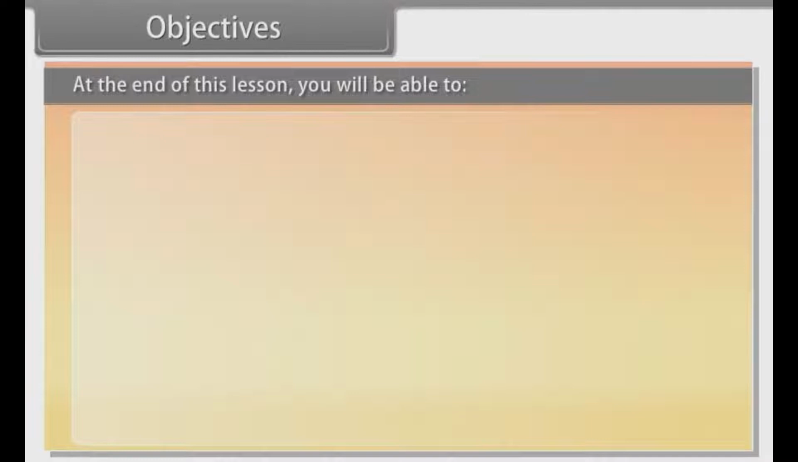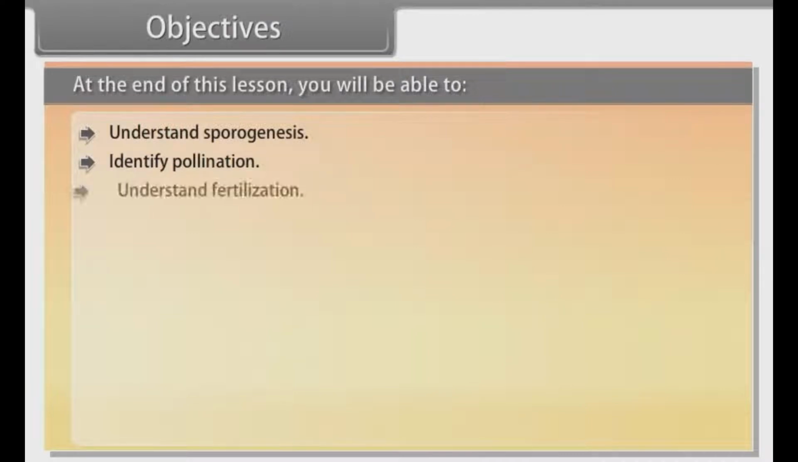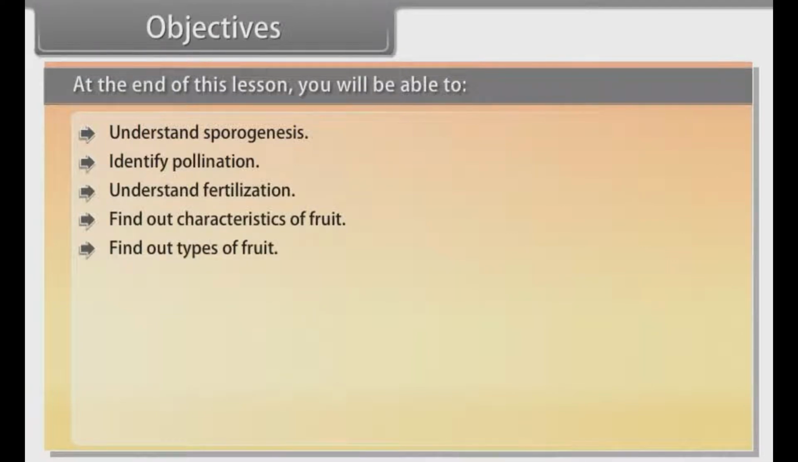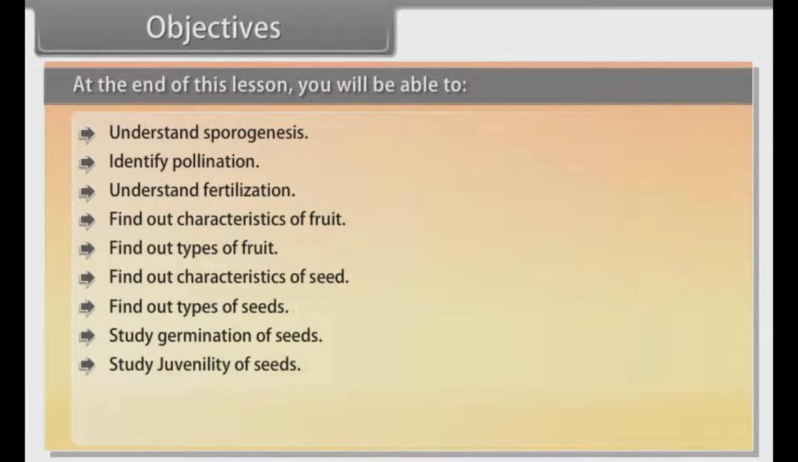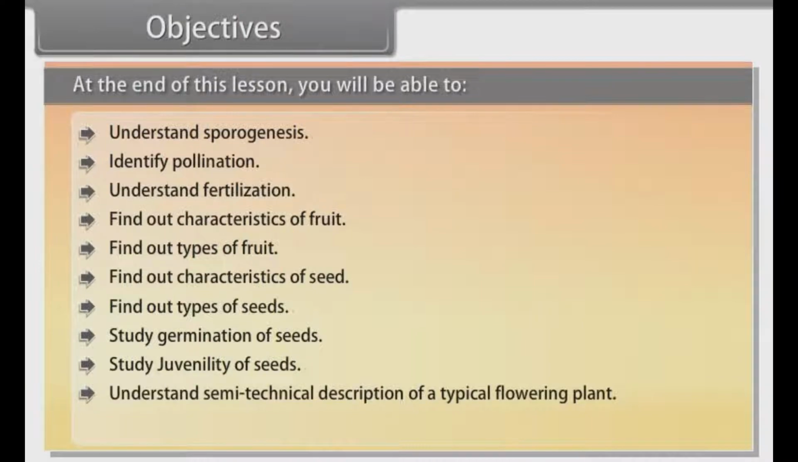Objectives. At the end of this lesson, you'll be able to understand sporogenesis, identify pollination, understand fertilization, find out characteristics of fruit, find out types of fruit, find out characteristics of seed, find out types of seeds, study germination of seeds, study juvenility of seeds, understand semi-technical description of a typical flowering plant, study description of some important families.